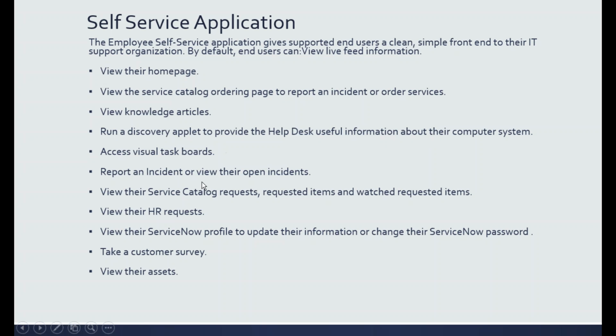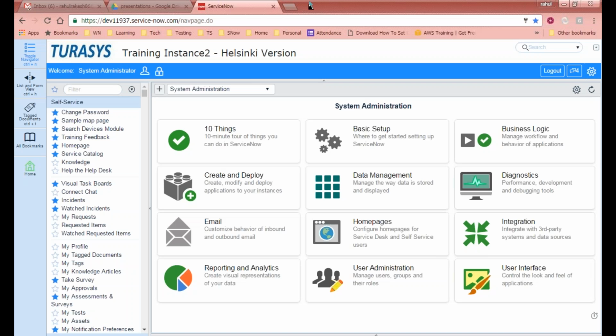They can access the virtual task board, report an incident or view the open incidents, and view the service catalog requested items and watch request items. They can view their HR requests and the ServiceNow profile, and change the profile too. They can take a customer survey and view their assets. Now, we'll quickly do one round of activities around these and see what they are.